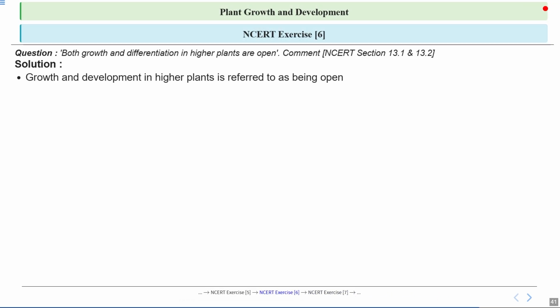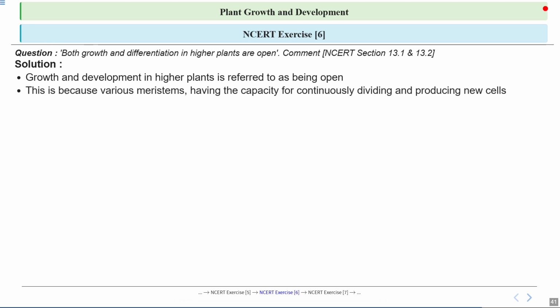Growth and development in higher plants is referred to as open. This means that the plants have the ability to keep growing and developing new parts throughout their lives, unlike most animals. This is a defining feature of plant biology. The reason for this openness is the presence of various meristems. These are the regions in the plants where cells are constantly dividing, much like a factory that never shuts down. This continuous cell division is what allows plants to keep growing.